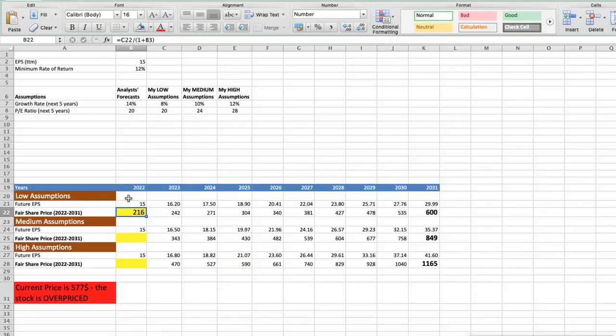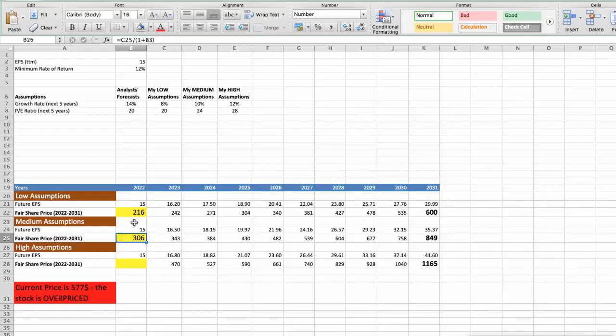Second scenario. Broadcom will have average performance in next 5 years, and we will use the following parameters in our calculation. Future growth rate would be average, 10%. Future PE would be average, 24. In this case, the fair value of the stock today would be $306.